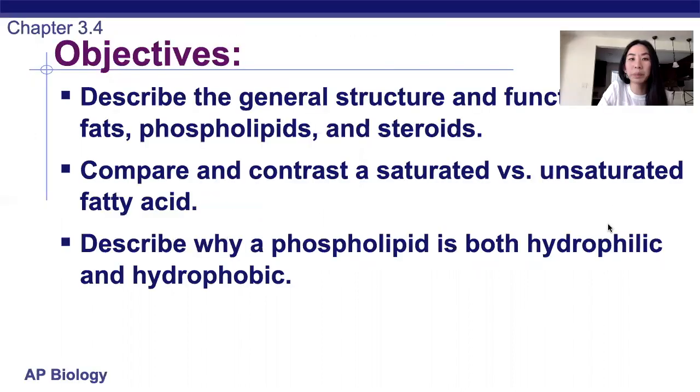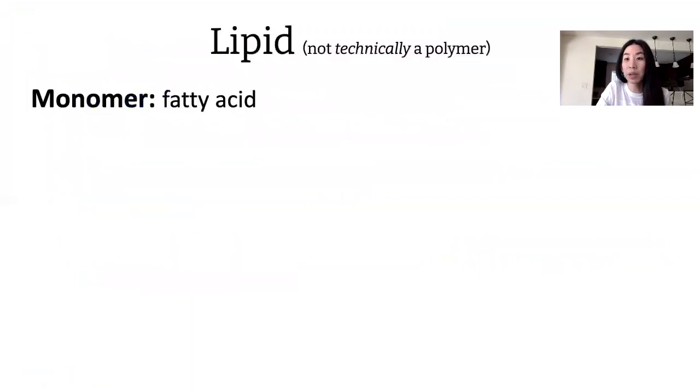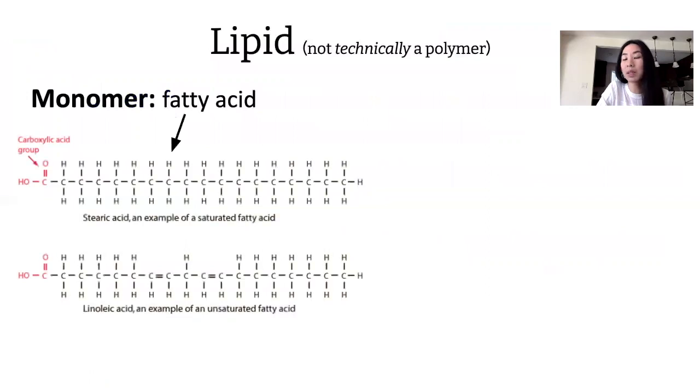Next one. Okay, so lipids now. The pattern matching activity talked about lipids a lot. So I would actually say whatever's on the pattern matching is pretty much all you need to know about lipids. Okay, so the section on lipids for the pattern matching, that's what you need to know. As a recap though, lipids are not technically a polymer, but we call it a macromolecule. And the monomer is fatty acid chains.